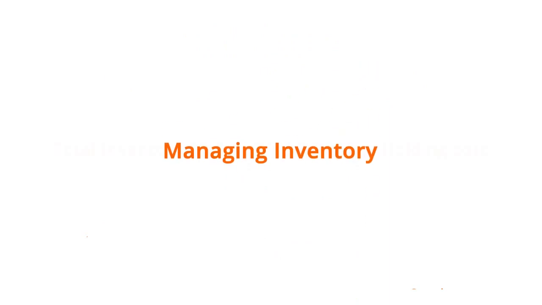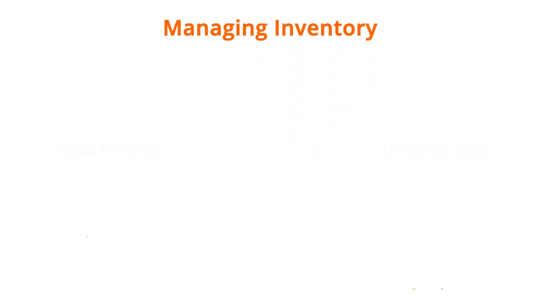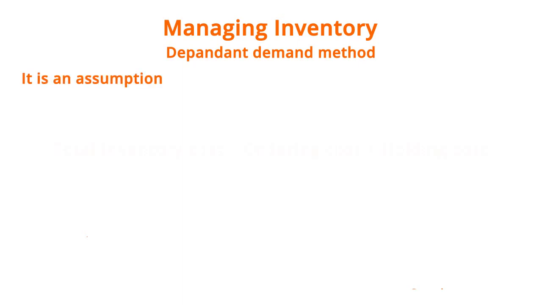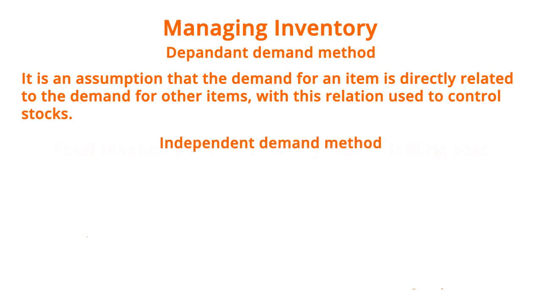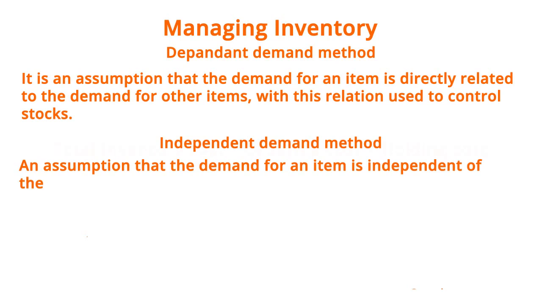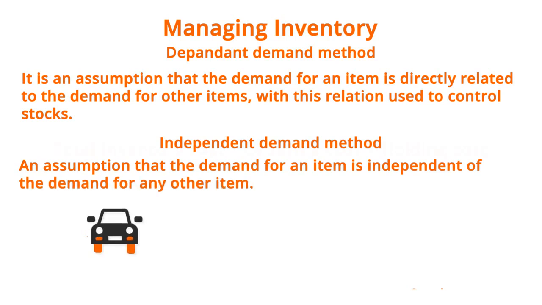Let's now take a look at managing our inventory. There are 2 methods in which we can manage inventory. The first being dependent demand method. What does this mean? It's an assumption that the demand for an item is directly related to the demand for other items, with this relation used to control our stock. The second method is called the independent demand method, an assumption that the demand for an item is independent of the demand of any other item.